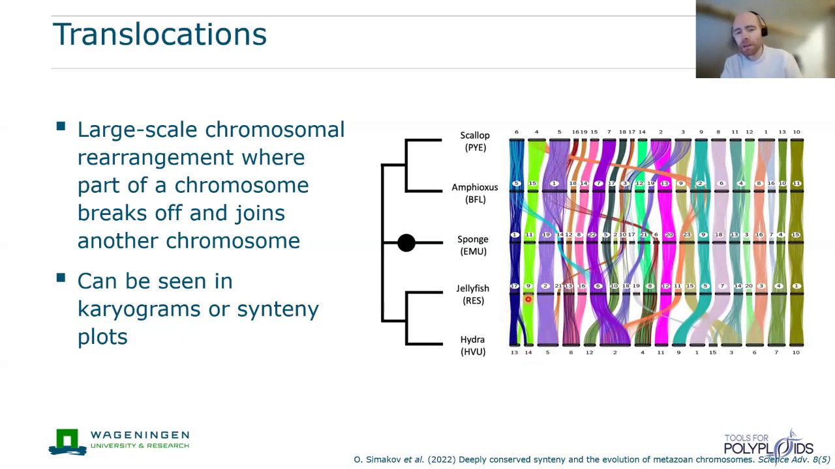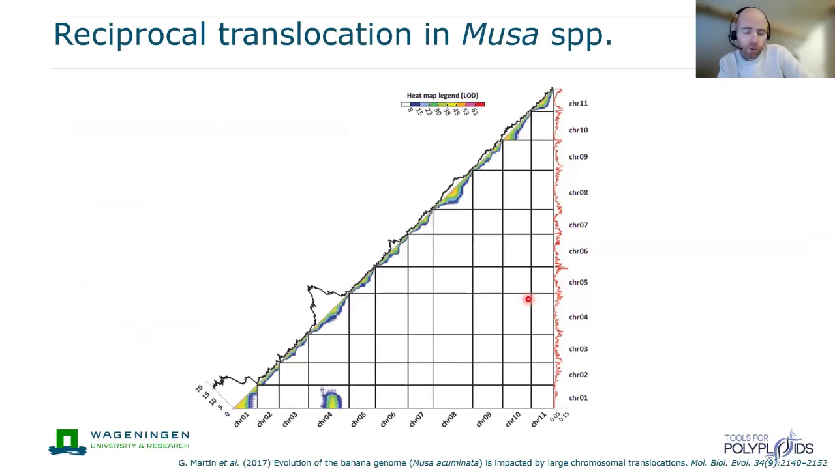So when you start comparing across species, you can find evidence for translocations, or in some cases even reciprocal translocations. One very famous reciprocal translocation, coincidentally in a triploid species, or at least in banana, is one that has been well described in the literature between chromosomes 1 and 4. There are a number of other translocations in banana, but this is the one that's quite prevalent in a lot of the breeding germplasm.